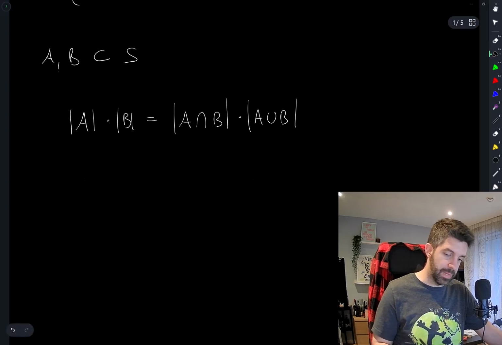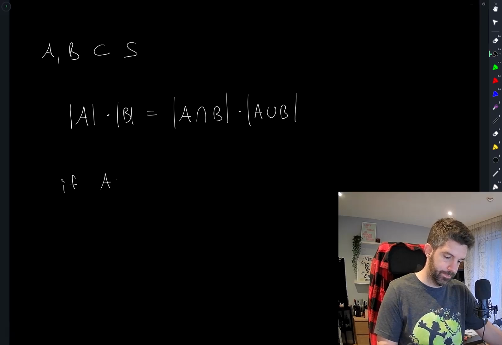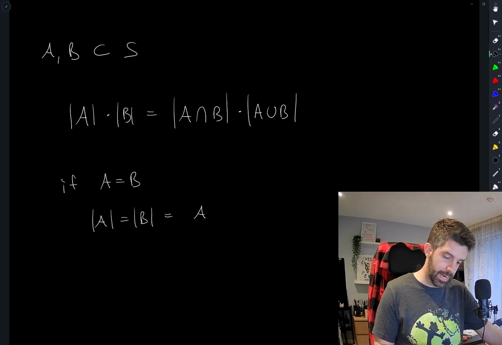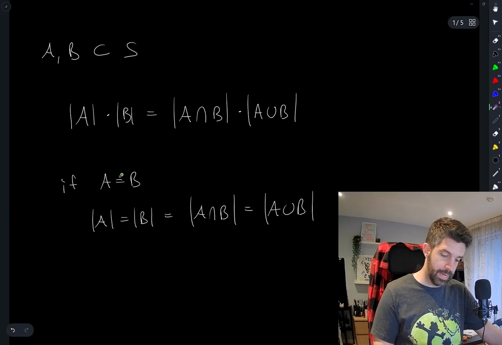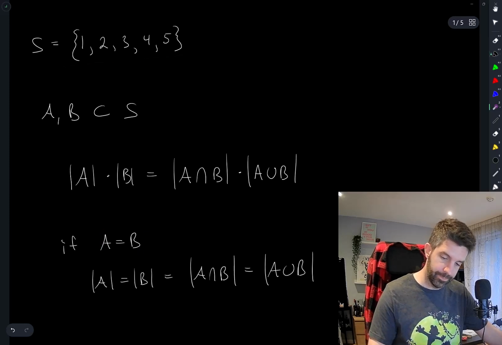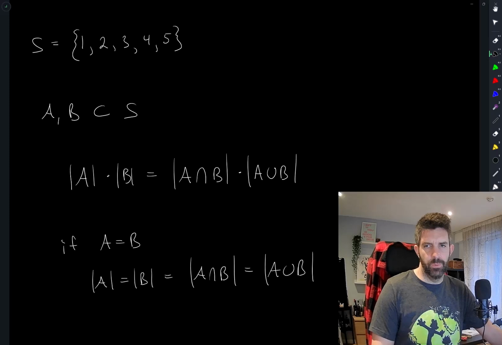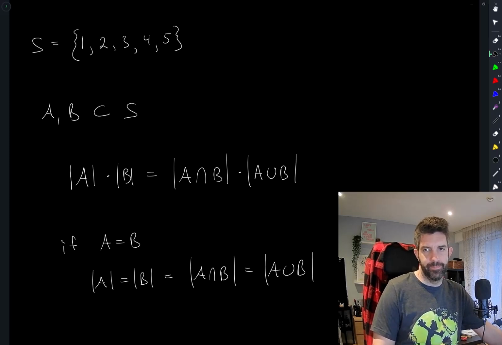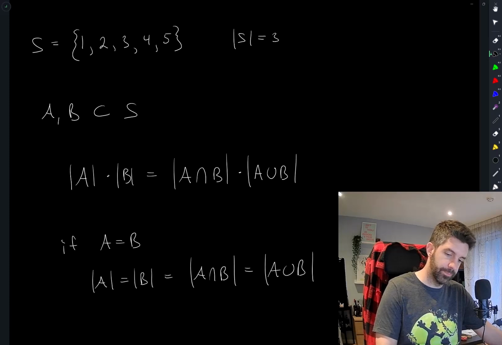Now, if A equals B, then obviously the cardinality of A is equal to cardinality of B, but this is also equal to the cardinality of A intersect B and the cardinality of A union B, because all of these sets will in fact be the same. So any two subsets where A equals B will work. But wow, we have quite an interesting problem here. Let's also note the cardinality of S is 32. This is 2 to the power of 5.